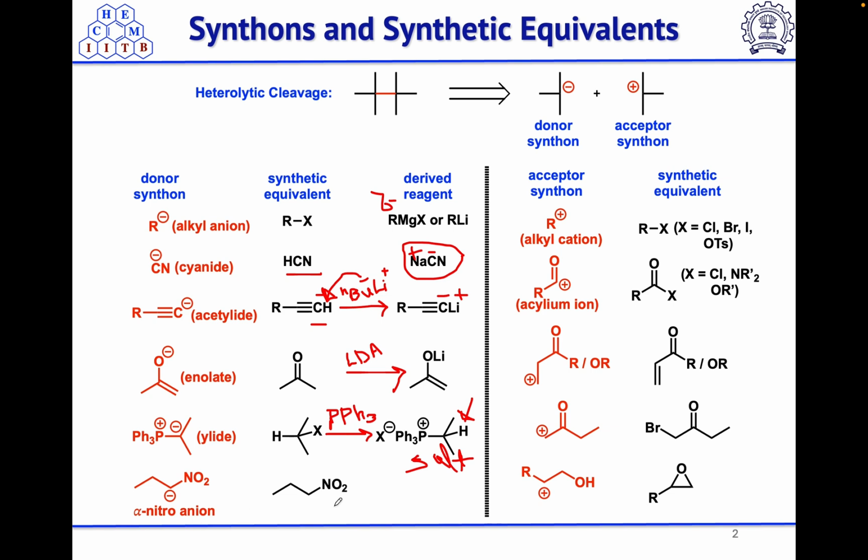And this alpha nitro anion, you can easily take the proton alpha to the nitro group, and you will easily generate the alpha nitro anion.